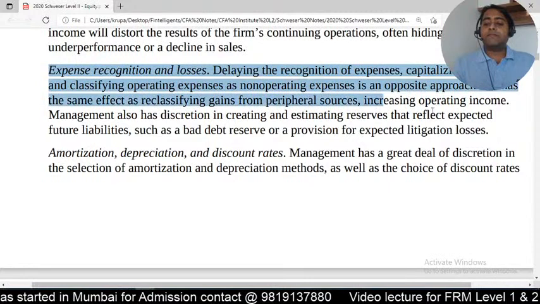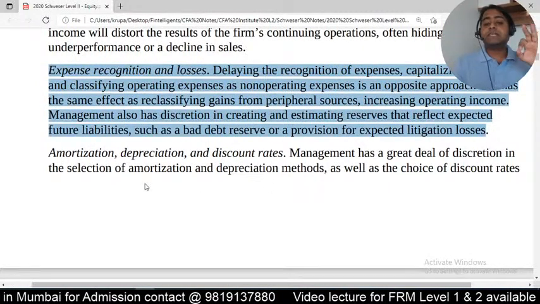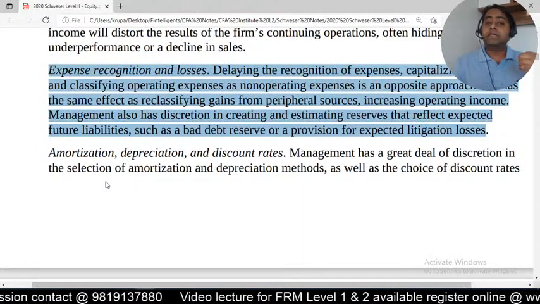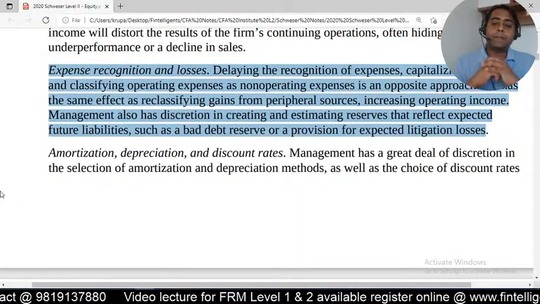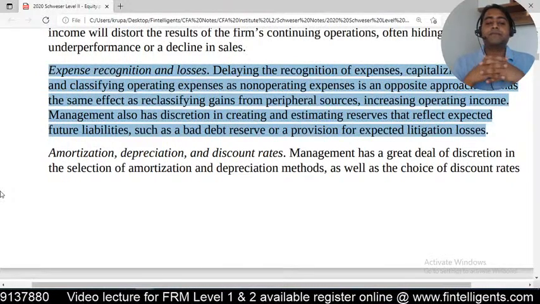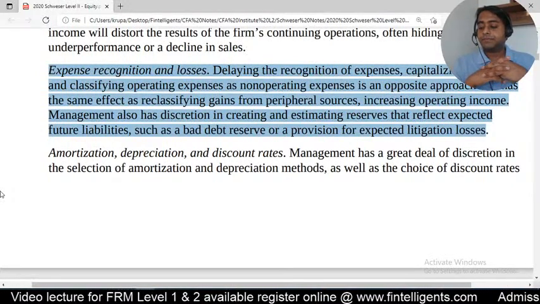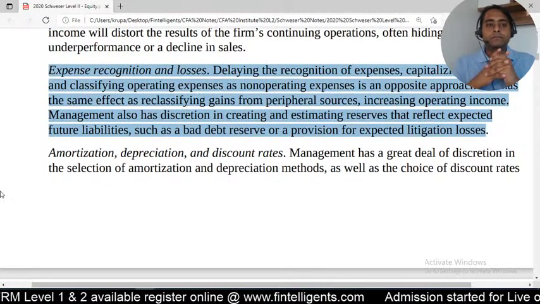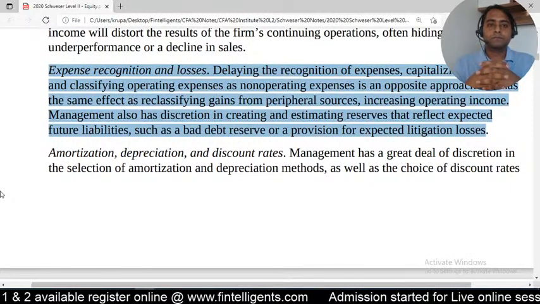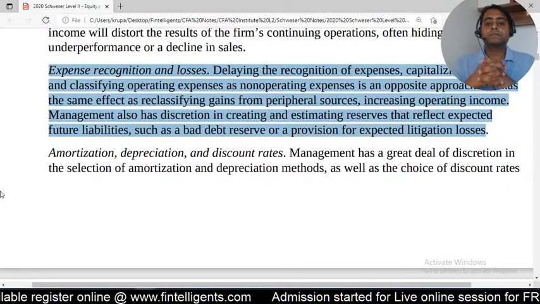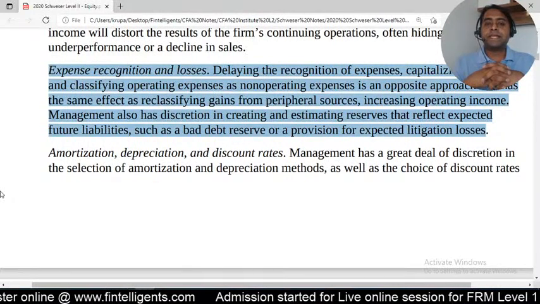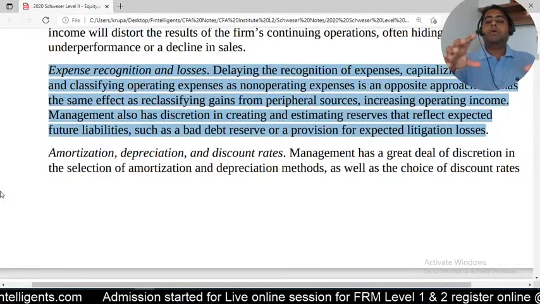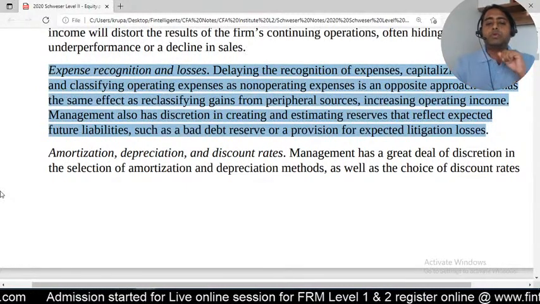Right? Read this paragraph. In the last section, they have also talked about bad debt reserves and provision for the expected litigation losses. Okay, I'll come to that point. Kindly read this paragraph and mark this paragraph as star. All good? Now let us go towards the last part.